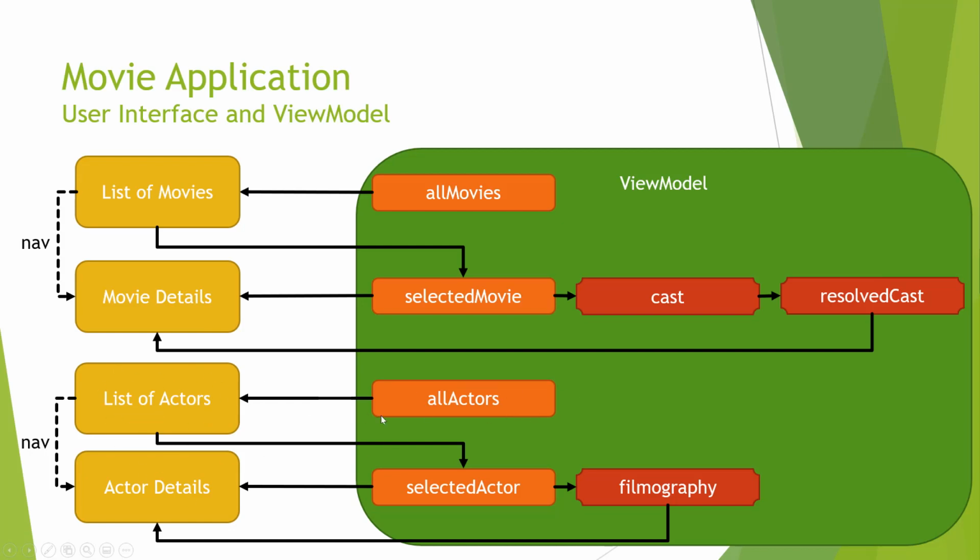Our list of actors is going to be driven by the all actors live data in the view model. When the actor is selected by the user, we're going to navigate to actor details. We're going to set selected actor. Actor details is observing selected actor, so it's going to update the details on the screen. Selected actor is going to update the filmography, which is then going to display on the actor details screen.